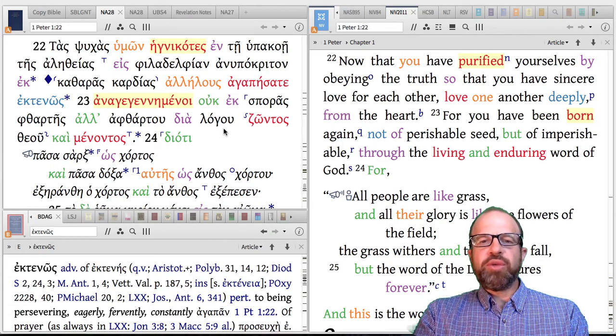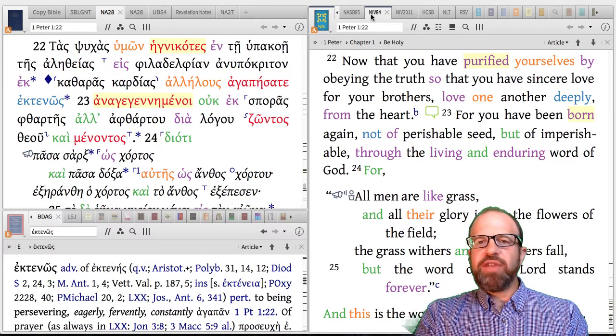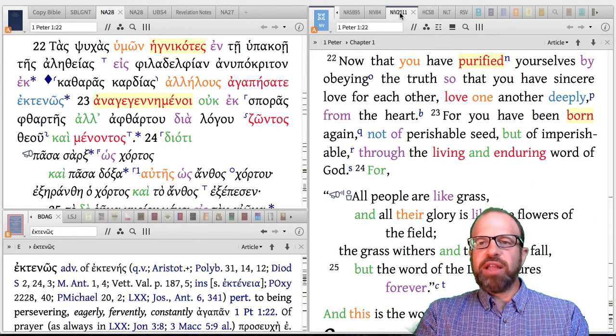Well, what I want to do is look at the different English versions and just see that there's a lot of variety. Perhaps let's start with the NIV. Here's the 1984 edition. Now that you have purified yourselves by obeying the truth, so that you have a sincere love for your brethren, love one another deeply from the heart. Compare that with the 2011. There is not much difference.